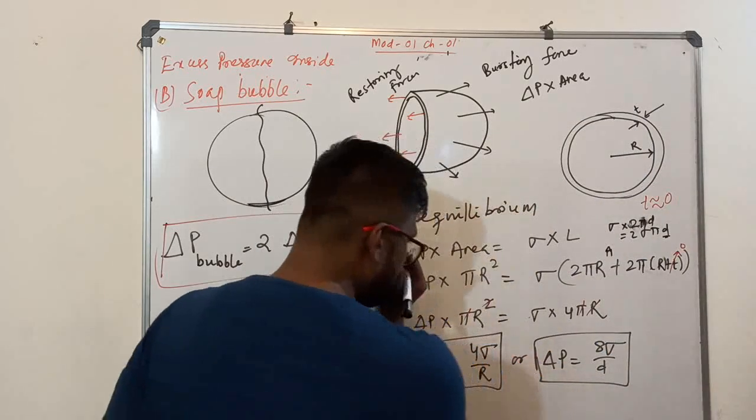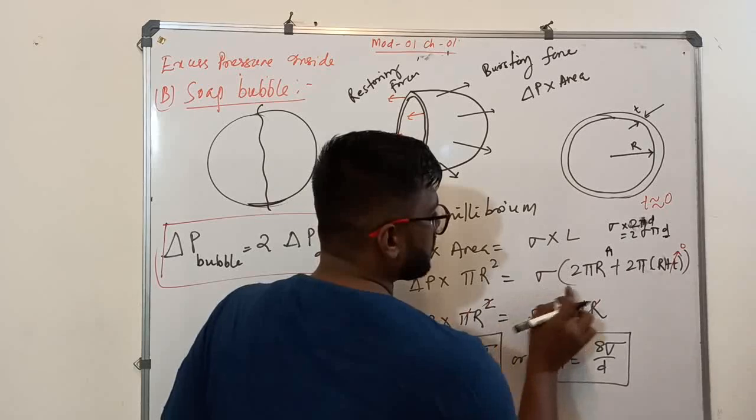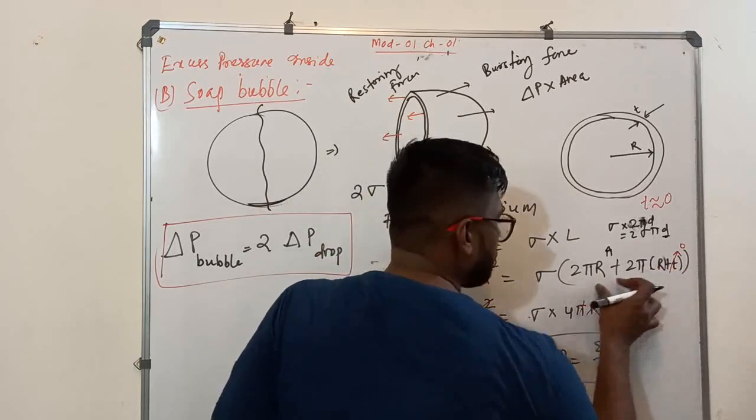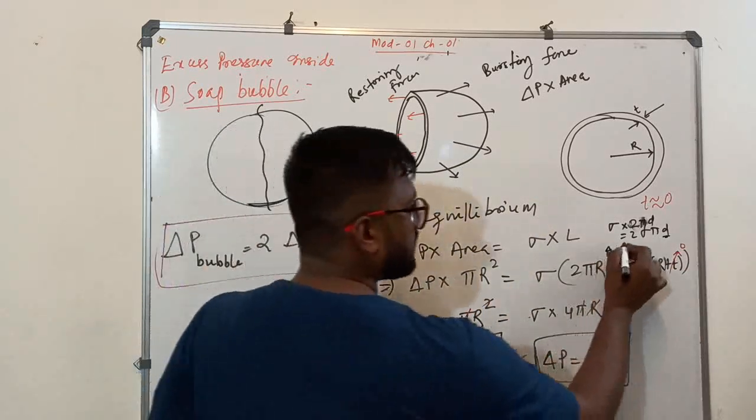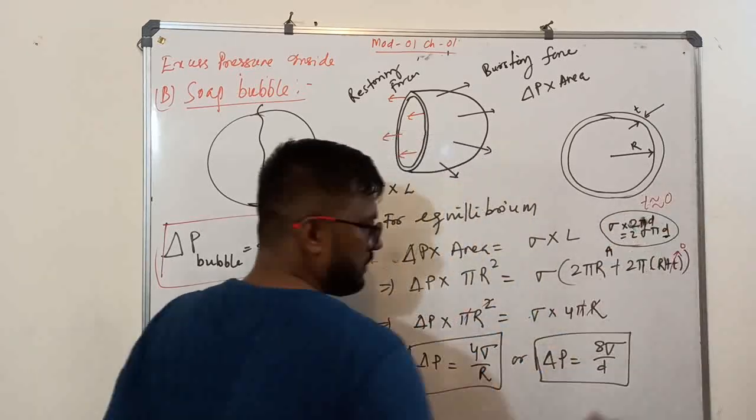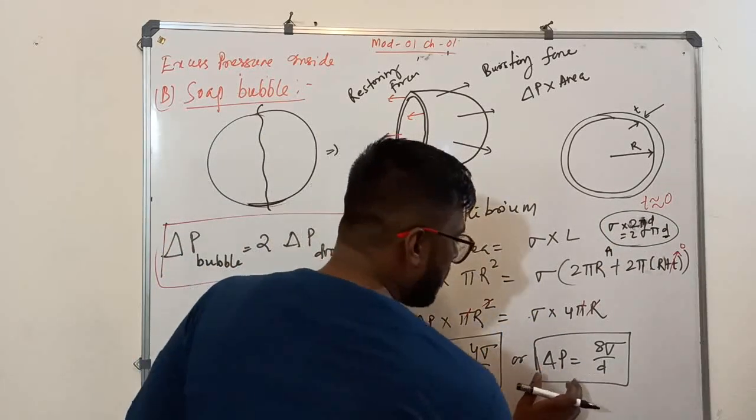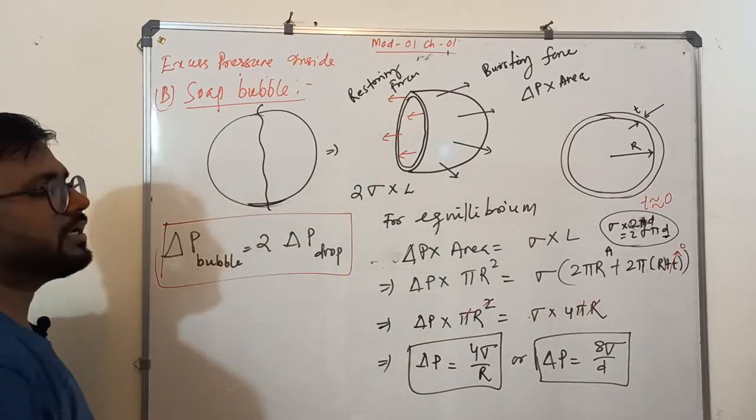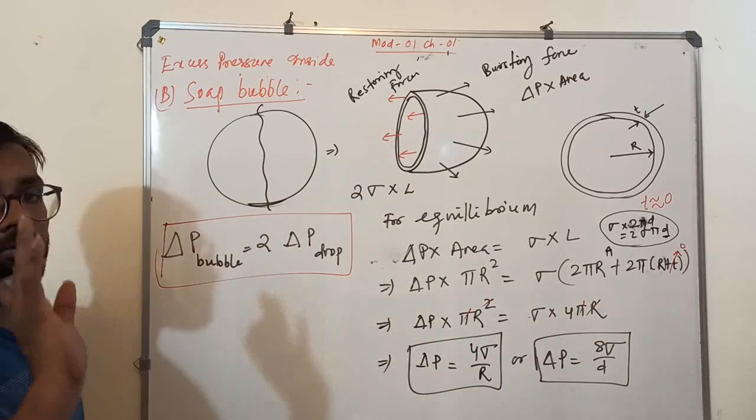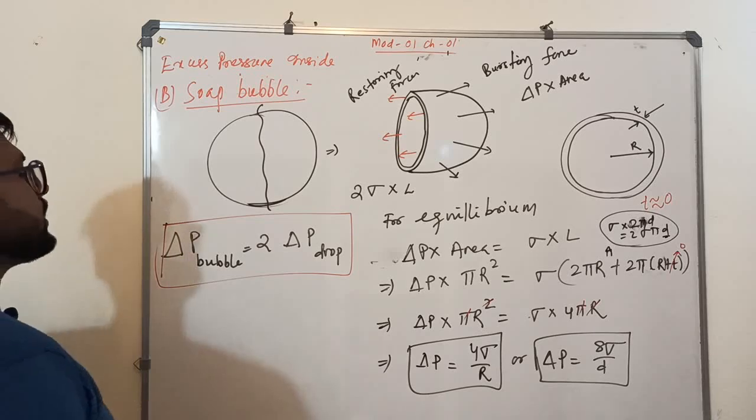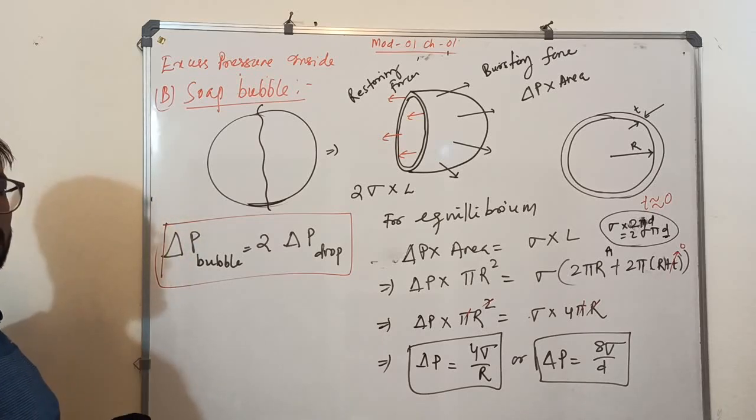You understood now? Or did I make you confused? Why is this 2 not here? Because already I am taking both surfaces separately, otherwise I would have written it directly. Did you understand? So delta P equal to 4 sigma by r or 8 sigma by d. That is the excess pressure inside the soap bubble. Pause the video and note it down.